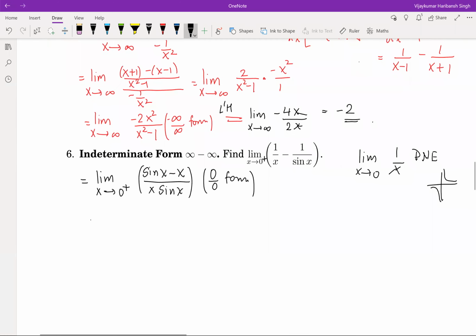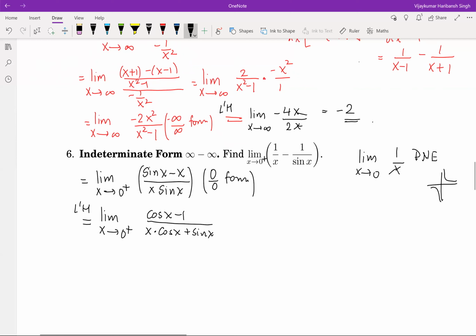So when you apply L'Hopital's rule, this is going to be the limit as x goes to 0 plus. The derivative of sine is cosine x minus 1. The derivative of the bottom is x times the derivative of sine x, which is cosine x, plus sine x times the derivative of x, which is 1. So I'm using the product rule in the denominator. All right. Now let's check again. Do we need to apply L'Hopital's rule, or can we substitute and get our answer?